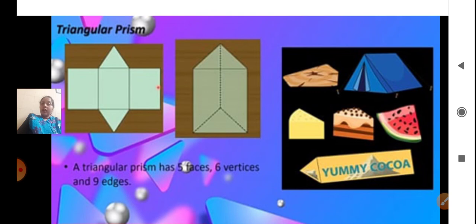So children, in today's class, what did we learn? We learned 3 new 3-dimensional shapes, that is cuboid, cubes and triangular prism. I hope till here you must have understood. We'll continue this chapter in the next class.